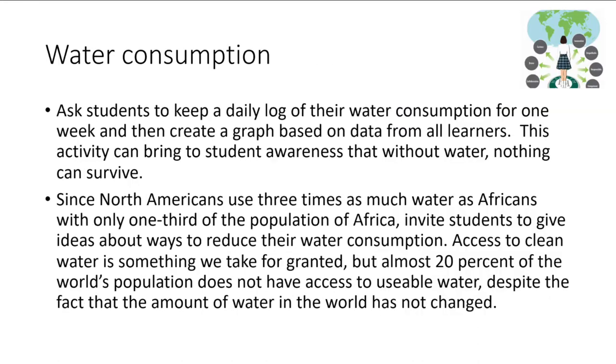You could do an activity with water consumption, having students, for example, log their daily water consumption over a week. They can bring that information to the school. You can graph it and then look at the amount of water used, and have a lesson on water consumption. So for example, North Americans use three times as much water as Africans and yet have only one third of the population of Africa. And what does that mean? Children, usually with that kind of information, can look at how they've used water and ask if they could reduce it.